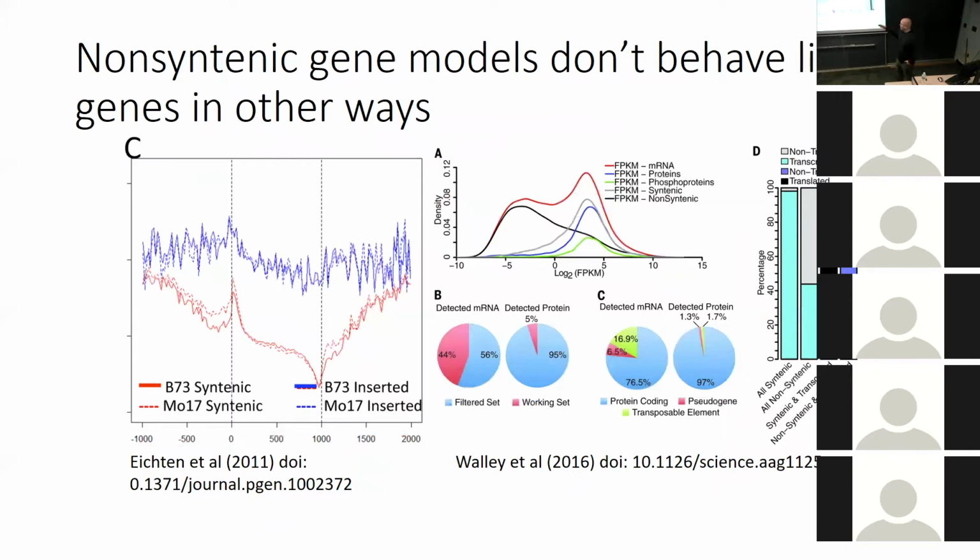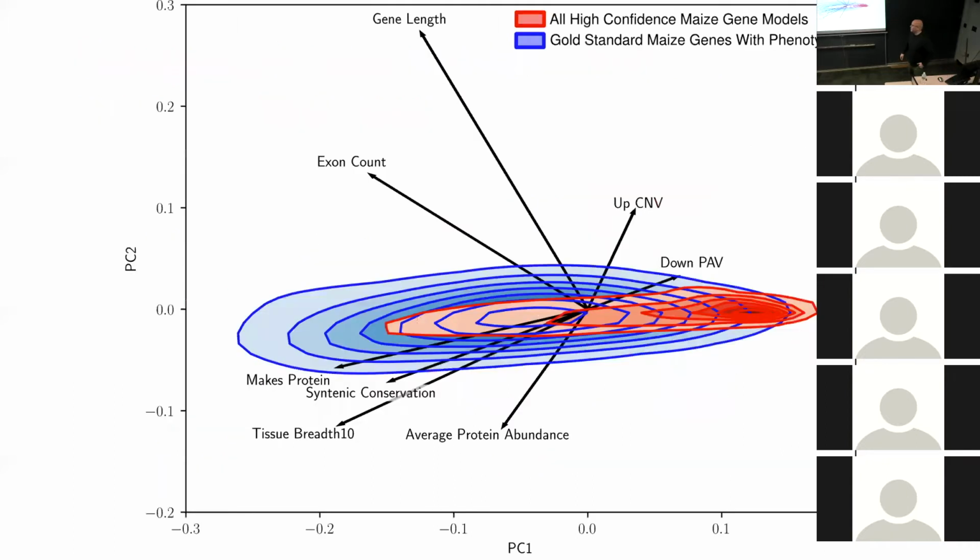Syntenic genes are expressed at higher levels. This is from a Wally paper a couple of years ago. But more interesting to me, if you look at non-syntenic genes which are expressed, they make significant amounts of mRNA, they're much less likely to have that mRNA translated into protein than the conserved syntenic genes. So this would be very consistent with them having fewer phenotypic consequences, because even though there are ways to produce phenotypic consequences without making a protein, it's a lot easier to have a phenotype if you do make a protein. So given a lot of these differences, we put together just a very simple PCA analysis.